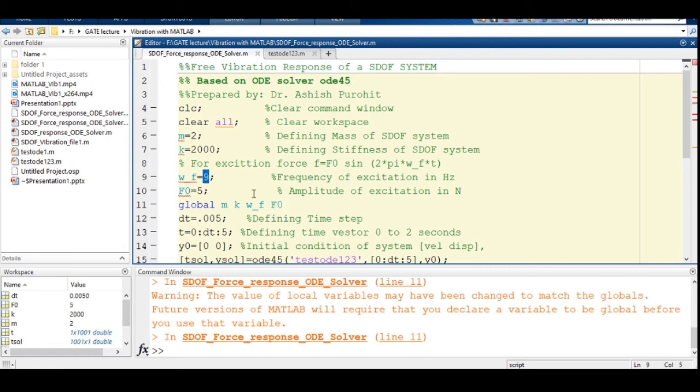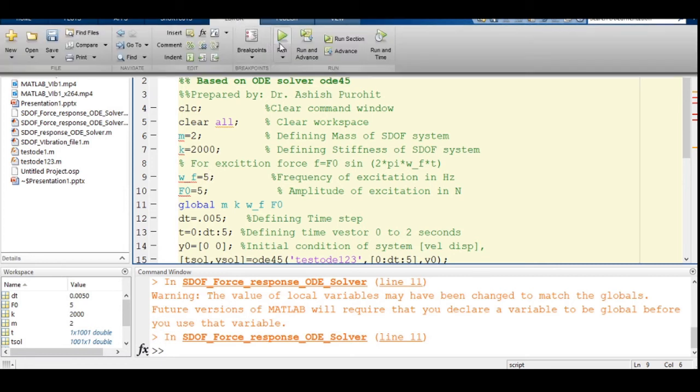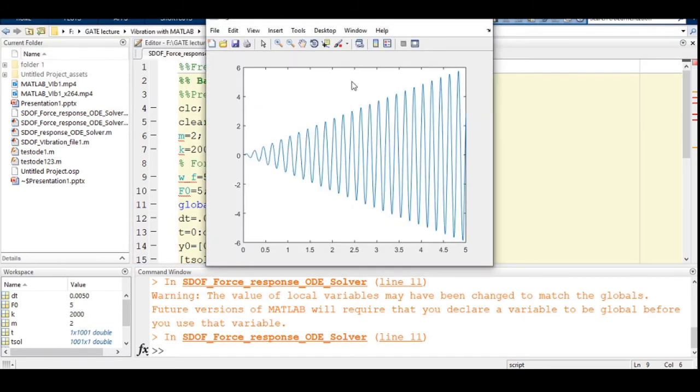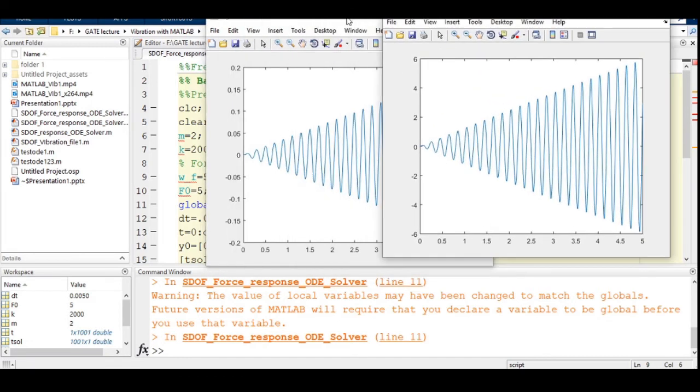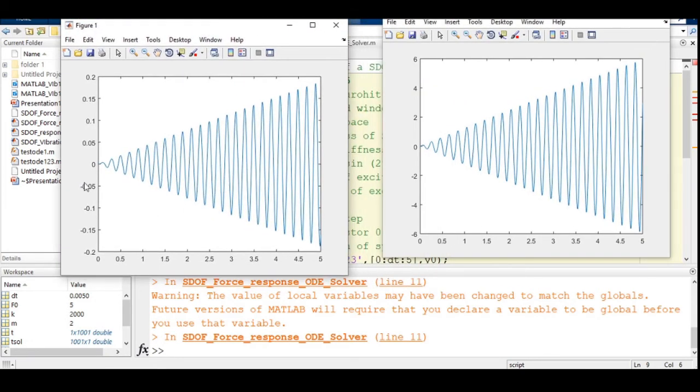So let's make this 5. Now my natural frequency as well as the excitation frequency are 5 hertz, or close to each other. Now see what will be the response of my code. Here you can see that this is your response where the amplitude is continuously growing. Why? Because this is the resonating condition and your amplitude will grow with respect to time and it will reach an infinite condition.